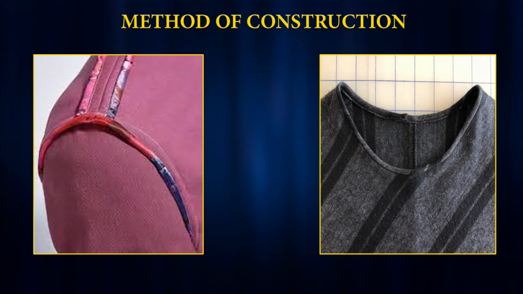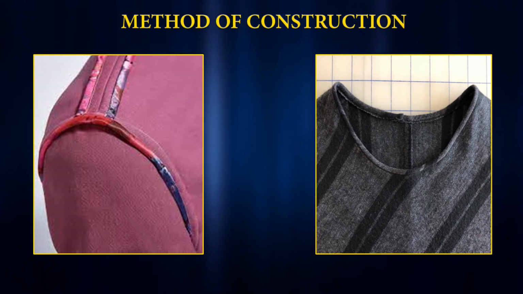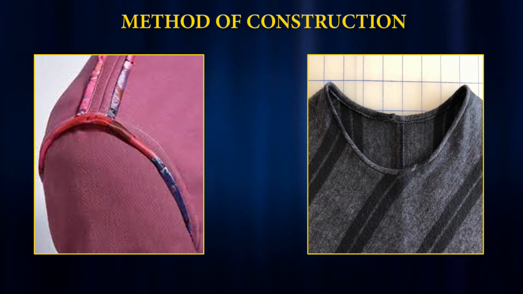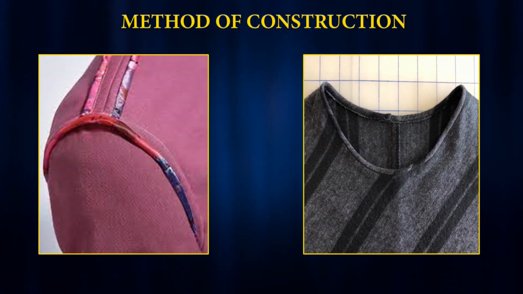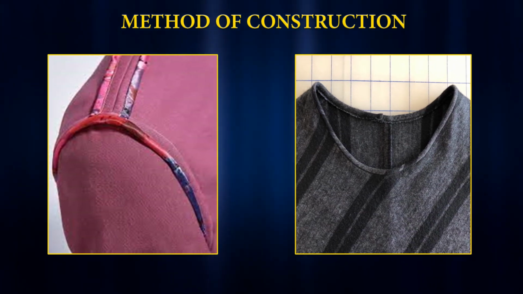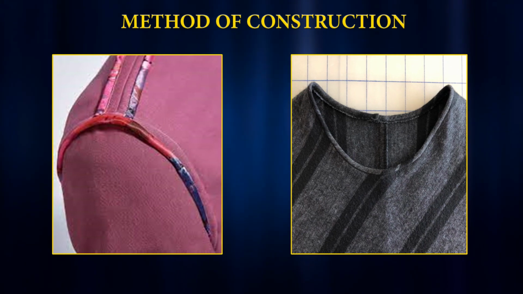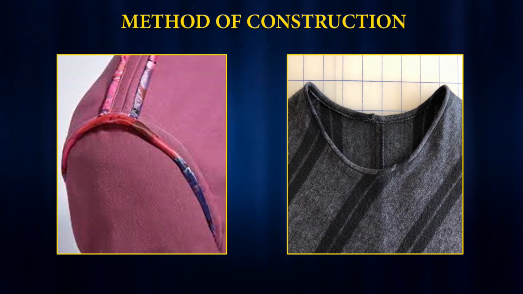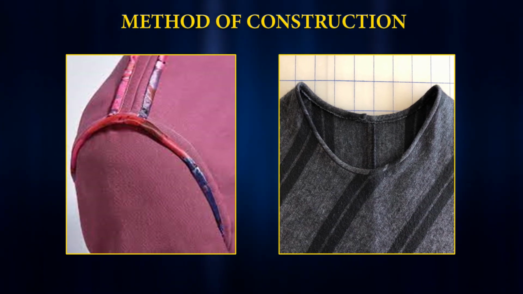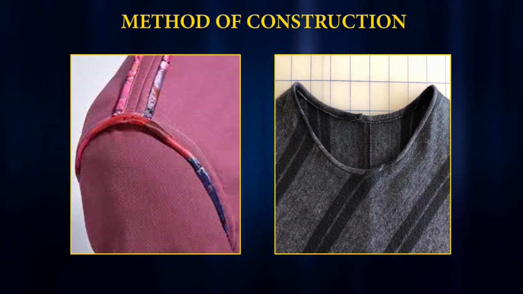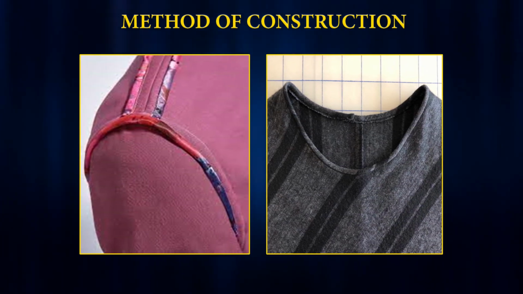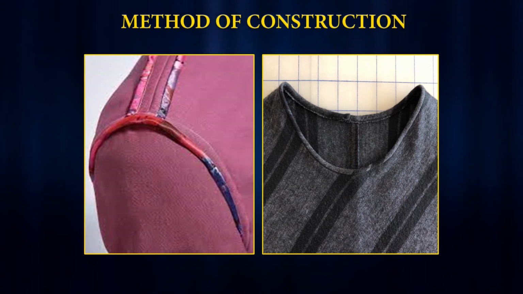In the picture you can see Hong Kong binding. Bias binding is used on the neckline or armhole, and it is also used for decorative purposes. If we have a garment of a plain, single-color fabric, we use bias binding or Hong Kong binding of a different or printed color. So this is also used for finishing and for beautification of the garment.